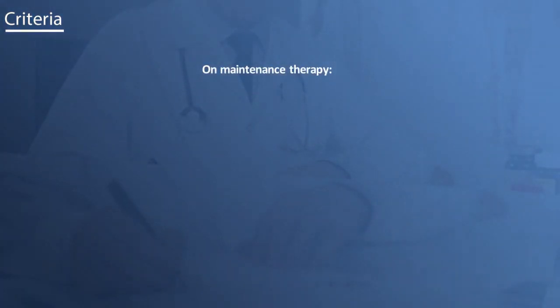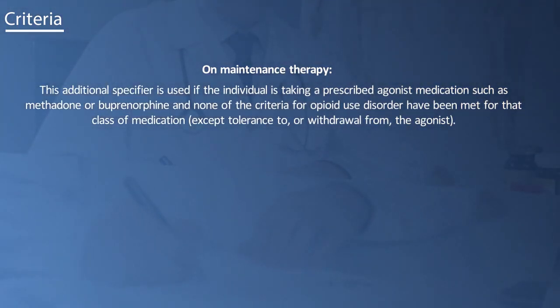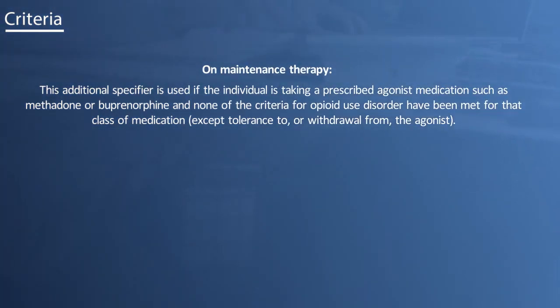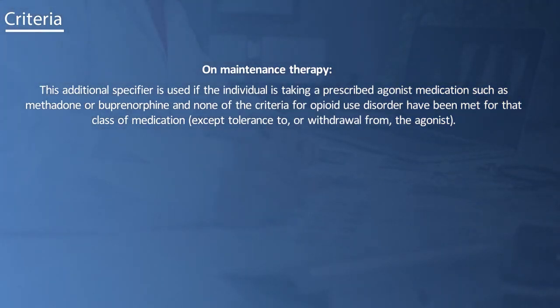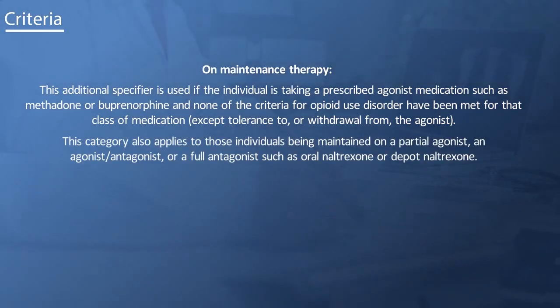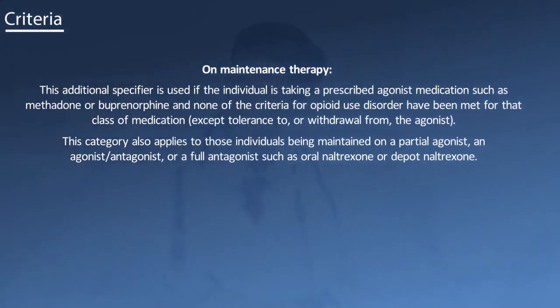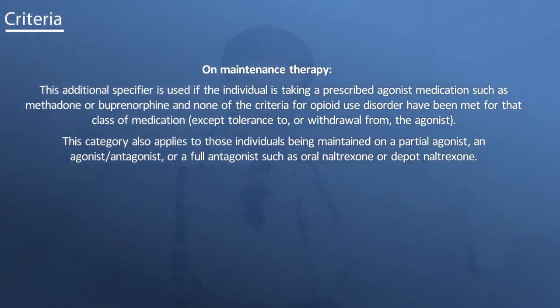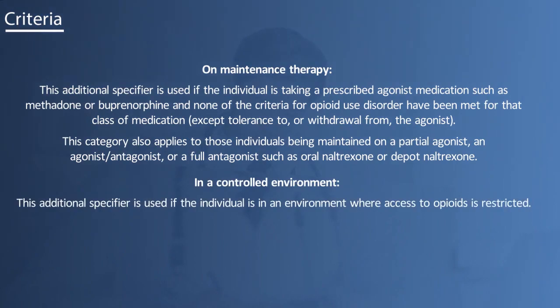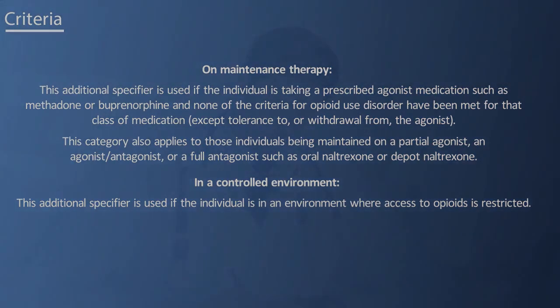When the patient is on maintenance therapy, this additional specifier is used if the individual is taking a prescribed agonist medication such as methadone or buprenorphine and none of the criteria for opioid use disorder have been met for that class of medication, except tolerance to, or withdrawal from, the agonist. This category also applies to those individuals being maintained on a partial agonist, an agonist/antagonist, or a full antagonist such as oral naltrexone or depot naltrexone. Lastly, in a controlled environment, this additional specifier is used if the individual is in an environment where access to opioids is restricted.